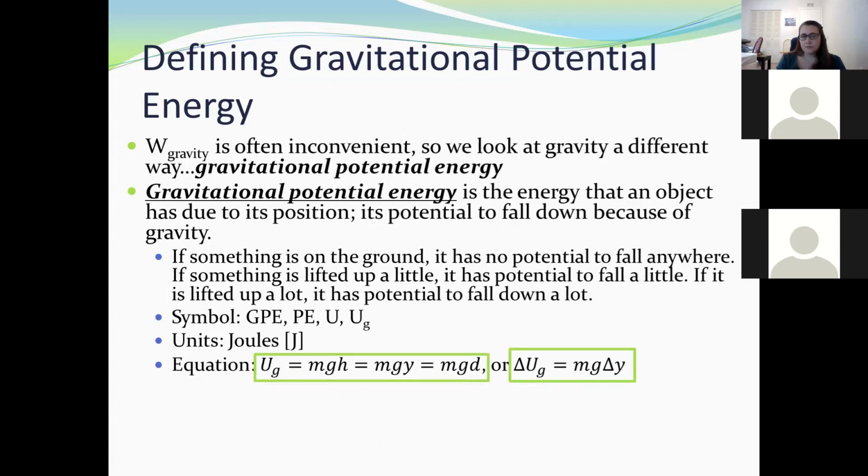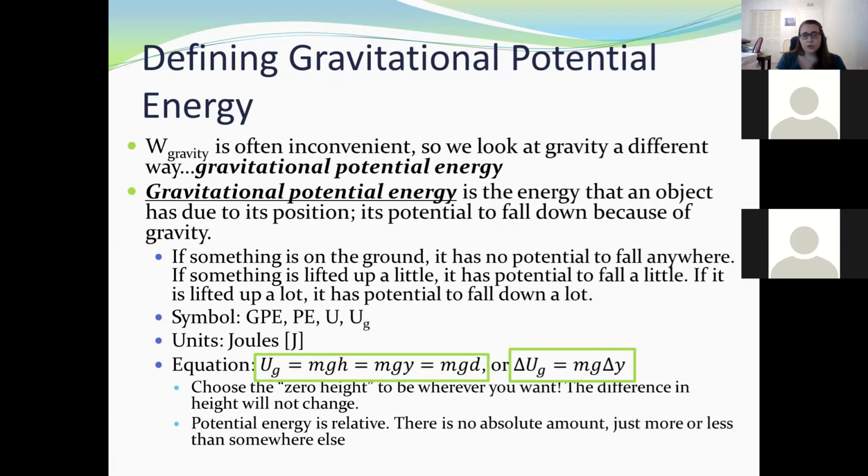But all of these, whether you're using height, h, vertical position, y, or distance, d, mean a vertical position relative to a zero point. So you can choose the zero height to be wherever you want, wherever it's most convenient, just like we did in projectile motion. The difference in the height will not change no matter where you set your zero point to be. So pick whatever's most convenient. Potential energy is relative. There's not an absolute amount of it. It's just more or less of it than somewhere else.